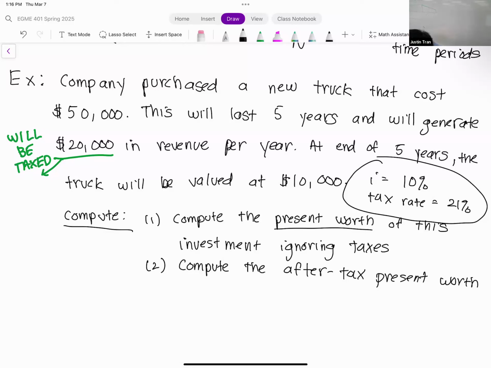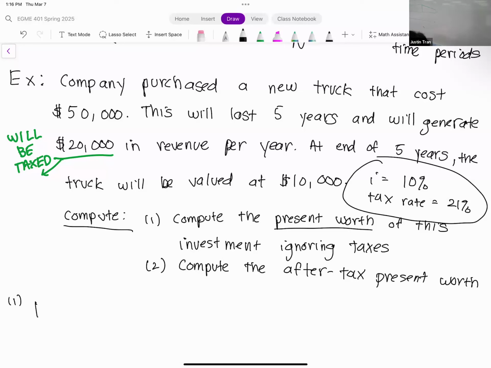Okay. Let's do part one. So part one, we know how to do. This is just our very standard cash flow conversion type of problem. We know all the cash flows here. We know the interest rate. And so all we have to do is just convert everything to a present worth.